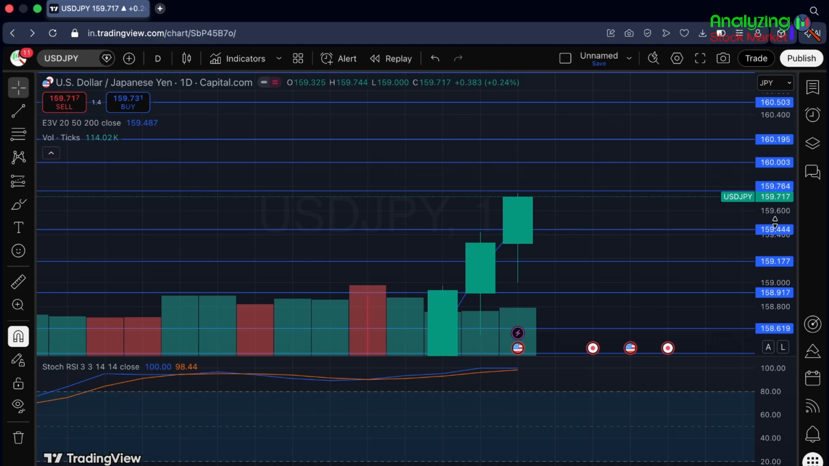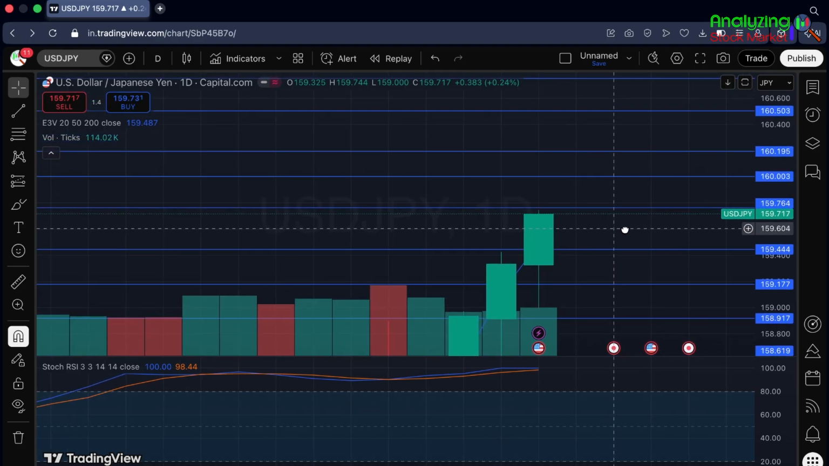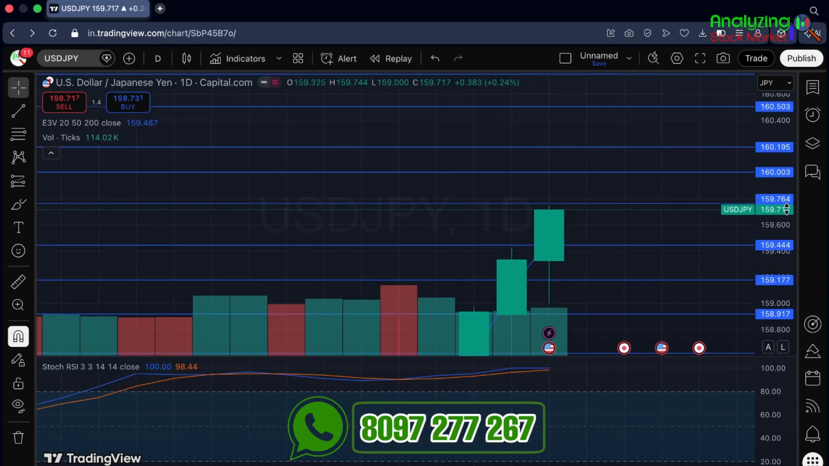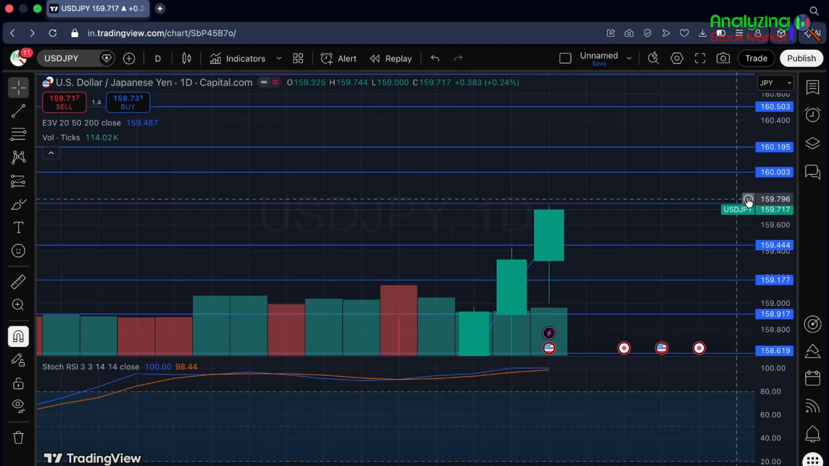So now let's talk about the closing first. Some important support zones and resistance zones are already marked, so currently we don't need to mark any new levels. Here the closing is 159.717. Direct support is 159.444. Direct resistance is 159.764. After direct support, there is support at 159.177 and then 158.917. After direct resistance, there is resistance at 160, and after that 160.195. These are the important support zones and resistance zones which will help you to take better stop loss and target levels for this week. So use these levels.